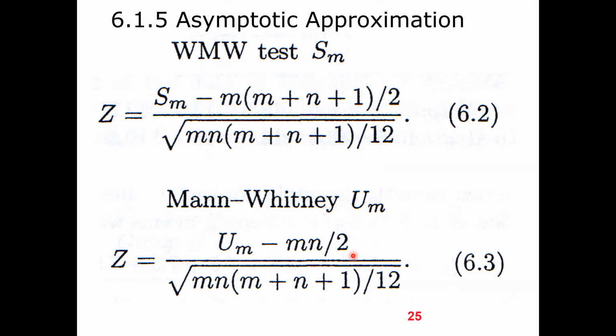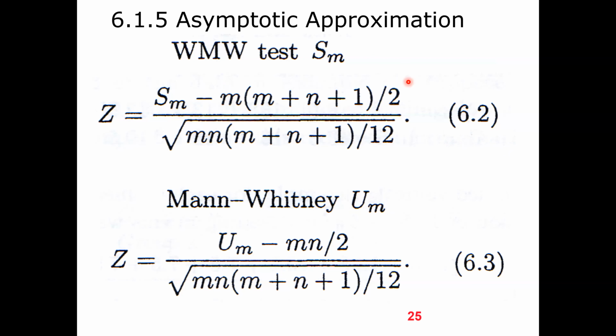So if both sample sizes are greater than or equal to 15, then we can use normal approximation. 15 is kind of a cutoff line. If one sample size is larger than 15, then we can use normal approximation. Not always, but generally it's this. So SM and UM can be converted into Z using these equations. We skip this part, but if you have interest, you can do it by yourself.